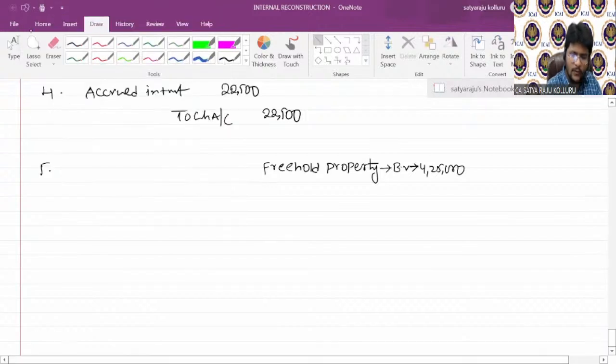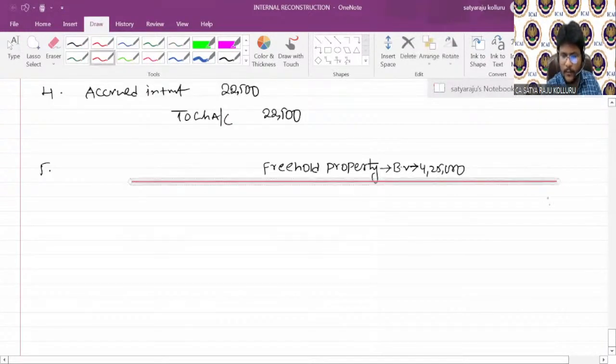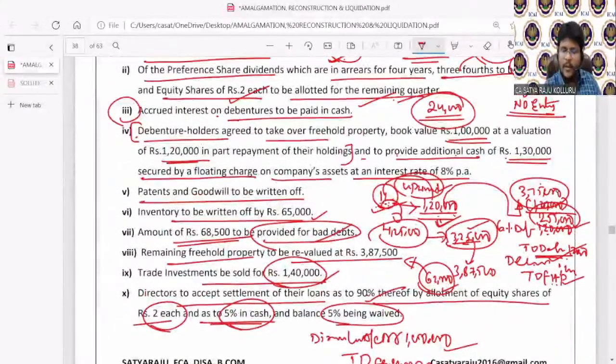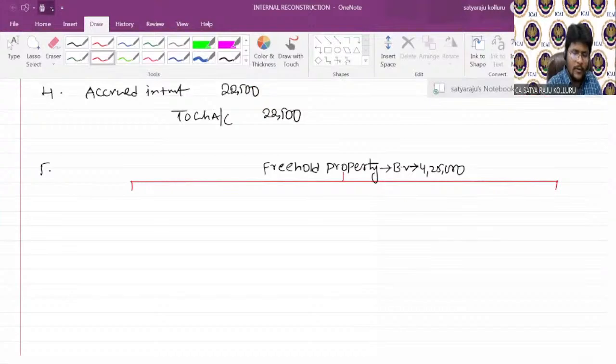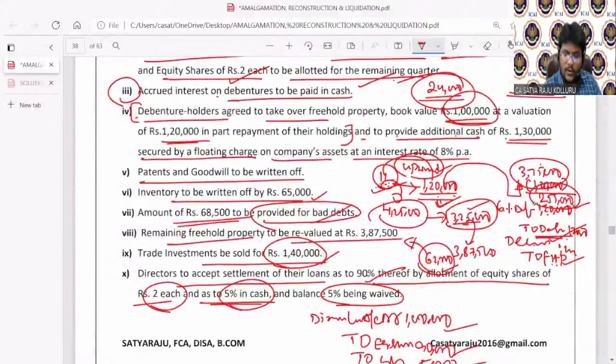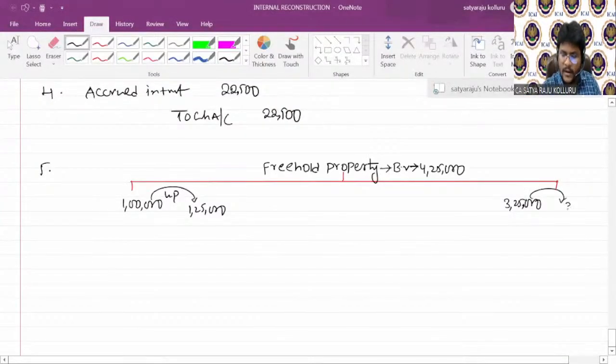Now, out of this 4,25,000, first he discussed about 1 lakh worth of freehold property. Out of such 4,25,000, he is discussing about 1 lakh book value. So for the 1 lakh book value, first they are revaluing it into 1,25,000. Upward revaluation. Now what about the remaining? 4,25,000 minus 1 lakh means remaining is 3,25,000. For the remaining 3,25,000, in point number 8 he told, remaining freehold property to be revalued at 3,87,500, which is also upward revaluation.